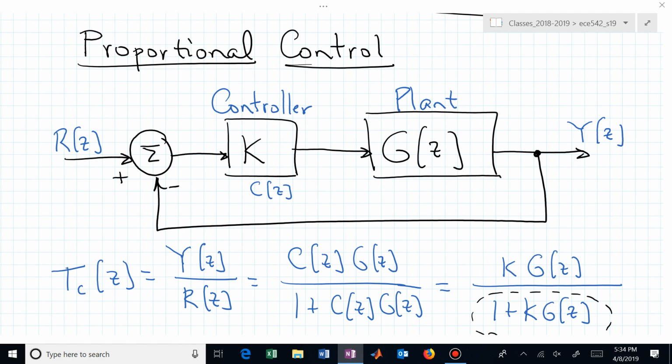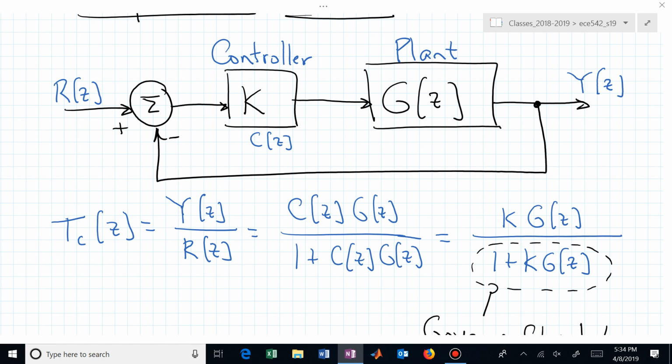I'm going to quickly go through where we've already been. Proportional control, you should just be seeing this diagram. When you hear proportional control, now you have a gain, K, in this closed loop configuration with a plant, G. You can derive the transfer function, or you can simply remember it's CG over 1 plus CG and plug in the appropriate C's and G's.